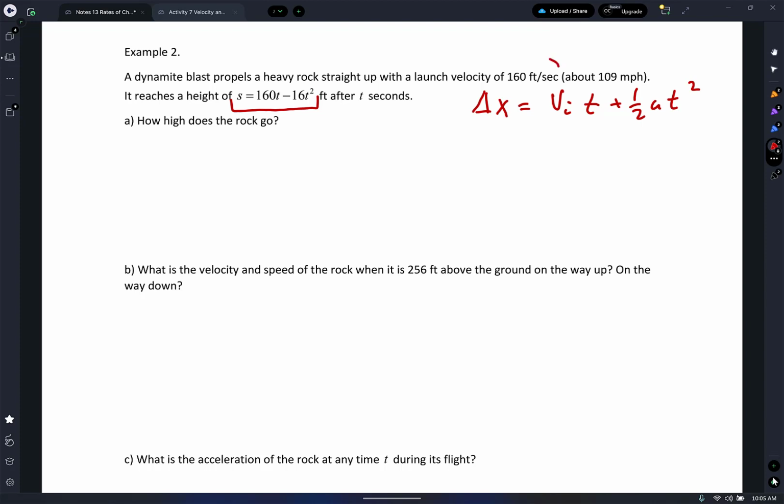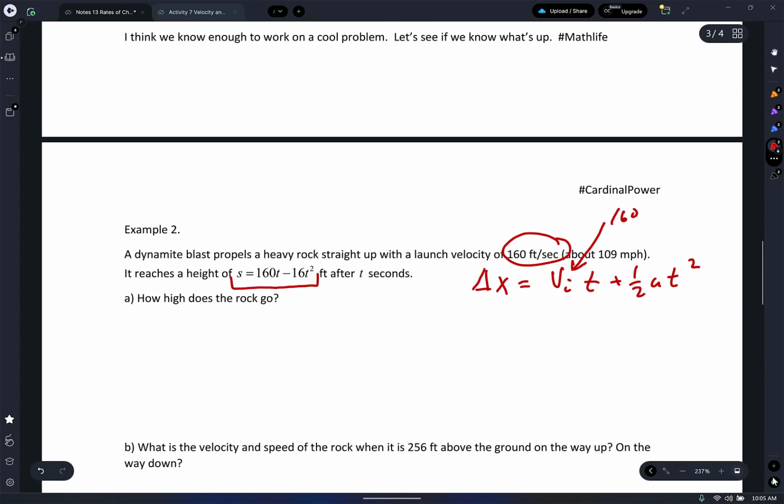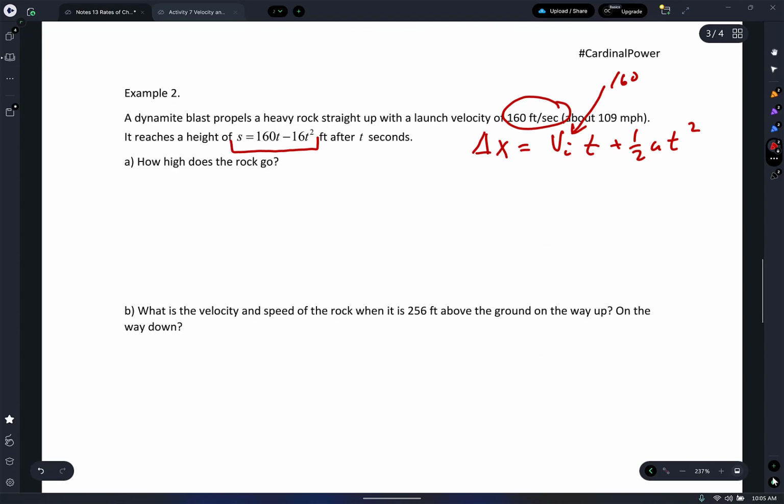Well, what's my initial velocity? 160, so that v initial is 160. What's the acceleration due to gravity in feet per second squared? 32, right? But if I go down, it's negative 32. So if I put negative 32 for a, what's half of negative 32? Negative 16. Look, there's that negative 16. This came from your general physics equations. Cool or not cool? They're giving it to you here. It reaches a height of 160t minus 16t squared feet after t seconds.